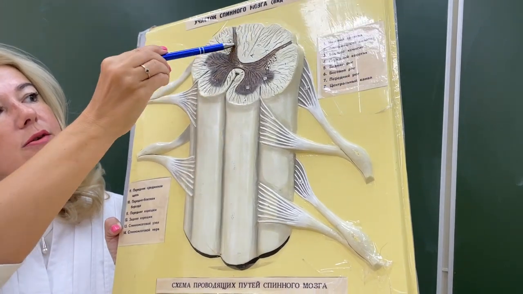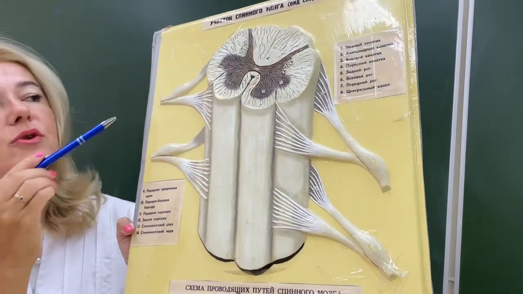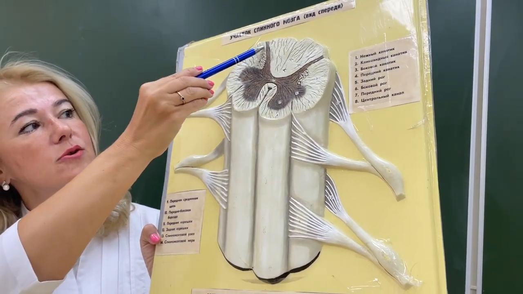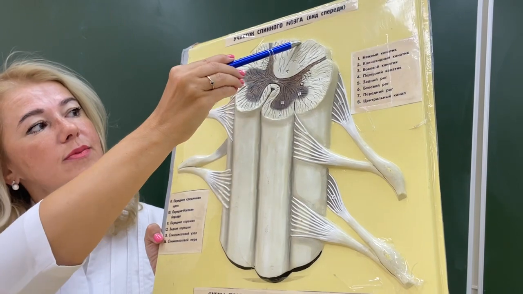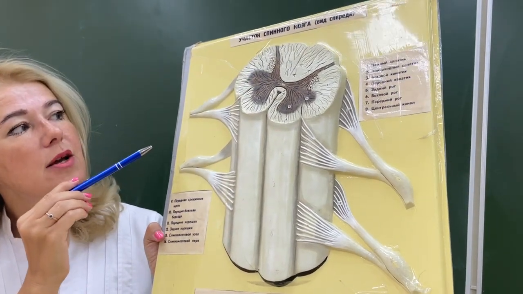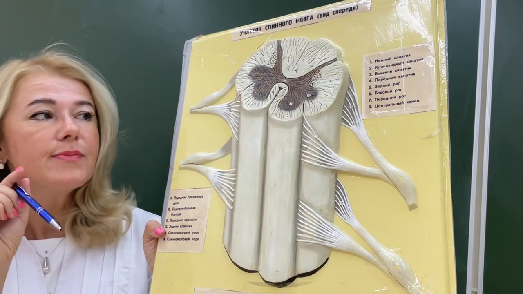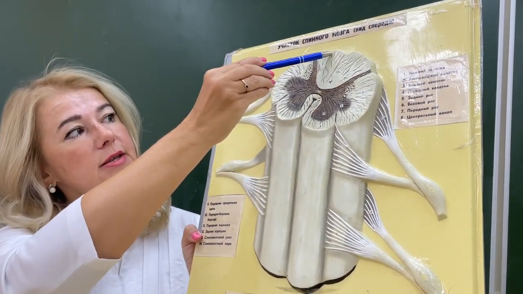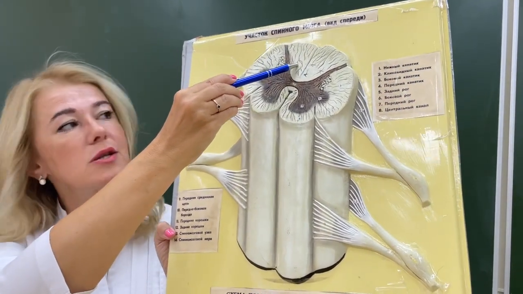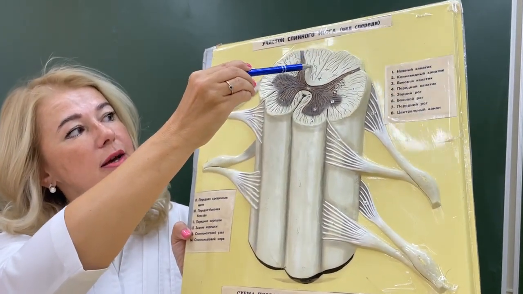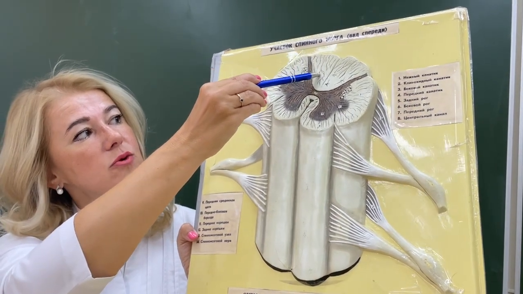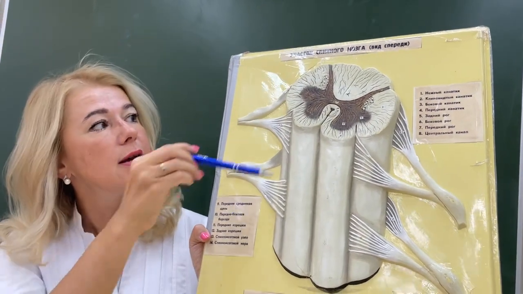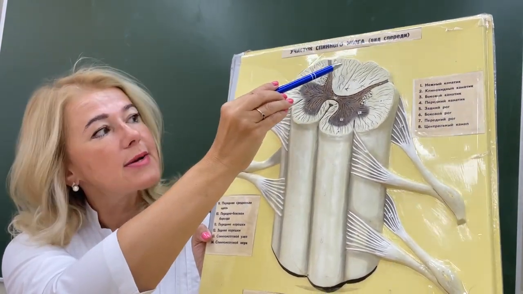And there is the posterior funiculus. This posterior funiculus is limited by the posterior lateral sulcus and the posterior median sulcus. This funiculus is subdivided into two additional fascicles. And to divide it, one more sulcus is represented here. It's called the intermediate posterior sulcus. It divides the posterior funiculus into two fascicles, gracile and cuneate.